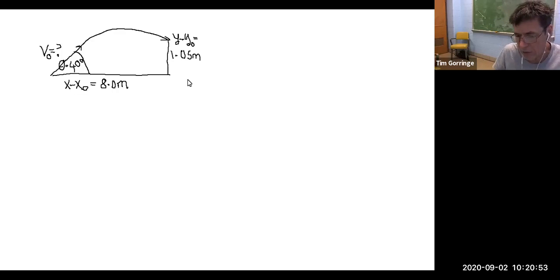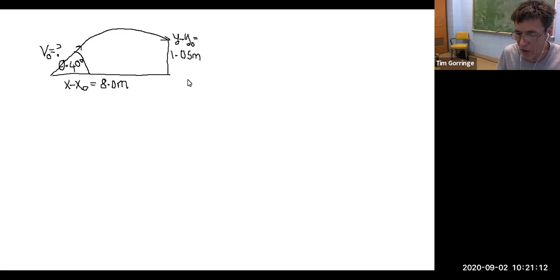I wanted to solve a problem involving projectile motion. So this is a problem about a basketball shot. We're told that the basketball is thrown into the hoop.